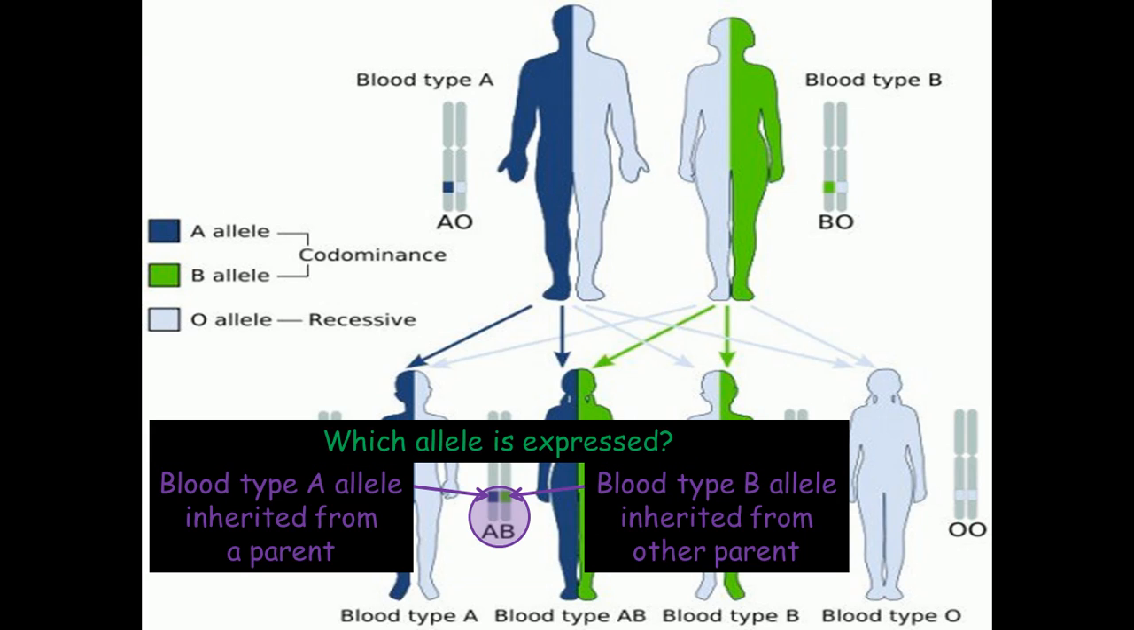And we know that the dominant allele is expressed, but in this case here, this person is blood type AB, so they're expressing both alleles. This means that both alleles must be dominant, and we call this codominance.